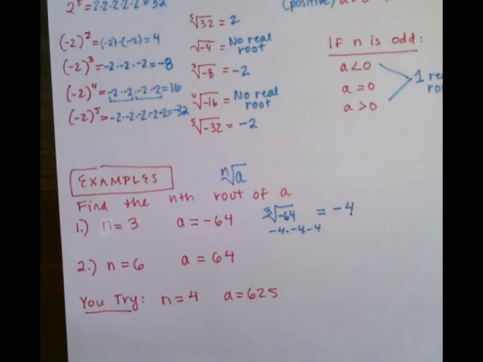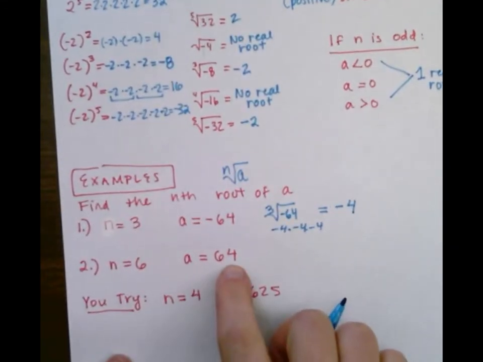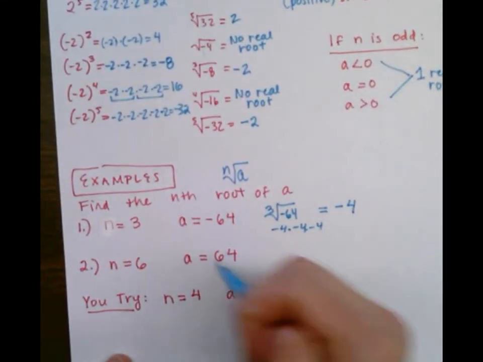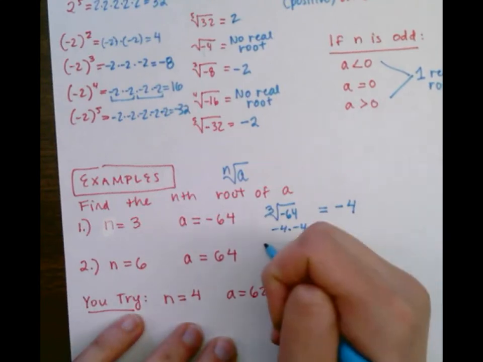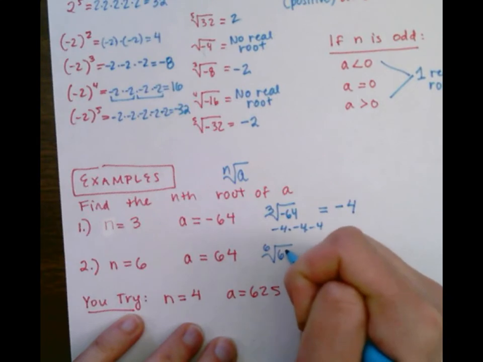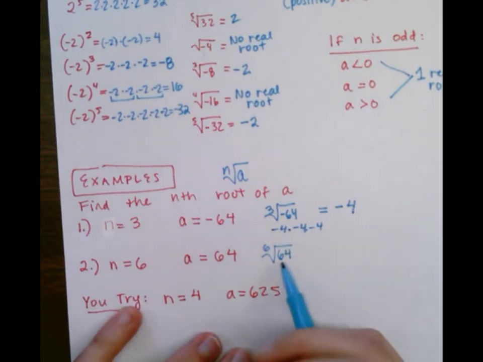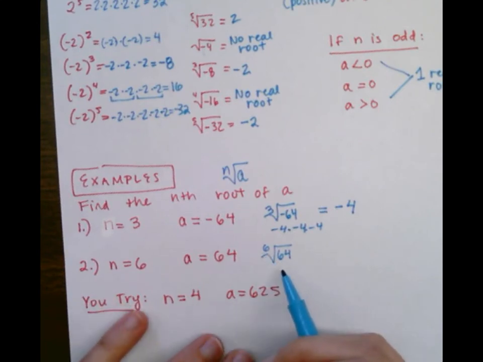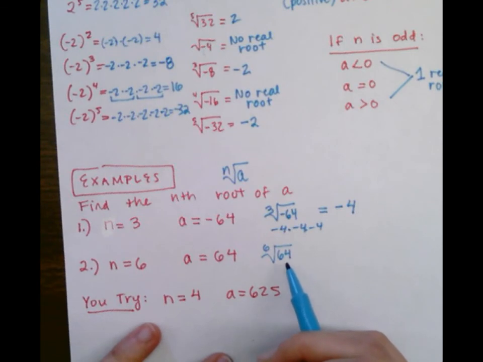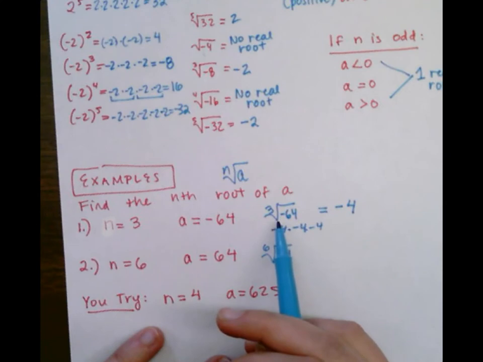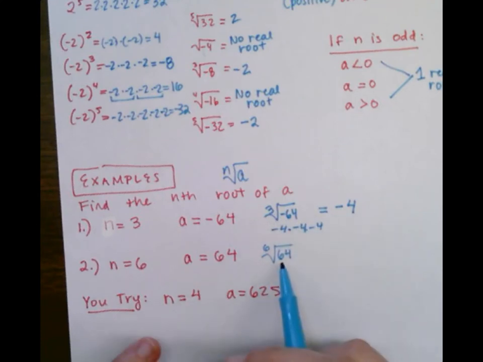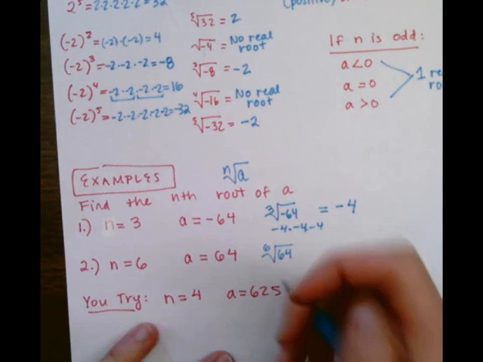Looking at the next example, the 6th root of positive 64. So even though we still are using 64, we have a totally different situation. So now I'm doing the 6th root of 64. Because a is positive and my root is even, I could get a plus or a minus solution. It could be positive or negative. So I'm wondering what times itself 6 times is 64. And my thought is, well, if the 3rd root of negative 64 was negative 4, maybe the 6th root of positive 64 is 2. So I could test that out.